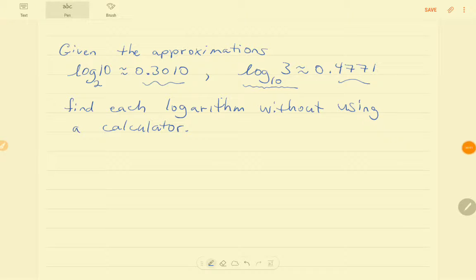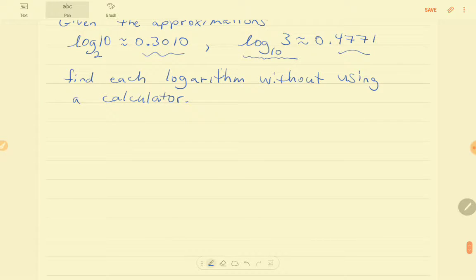Hi guys! Okay, so we're ready to do another objective in the logarithmic functions section. And these problems start with the directions. Given the approximations, log base 10 of 2 equals 0.3010 and log base 10 of 3 equals 0.4771, find each logarithm without using a calculator. So what we're going to do here is apply properties of logarithms in combination with these two given approximations in order to figure this out.